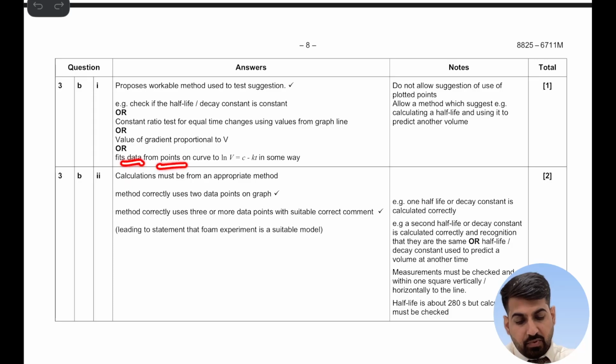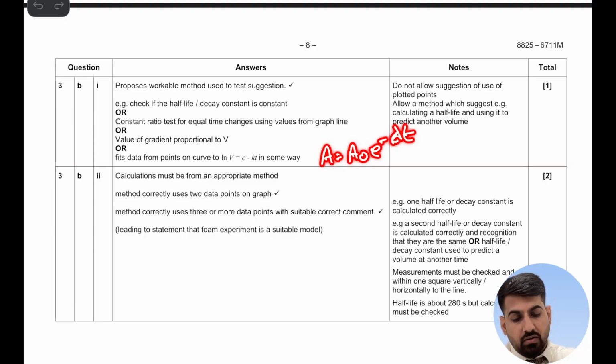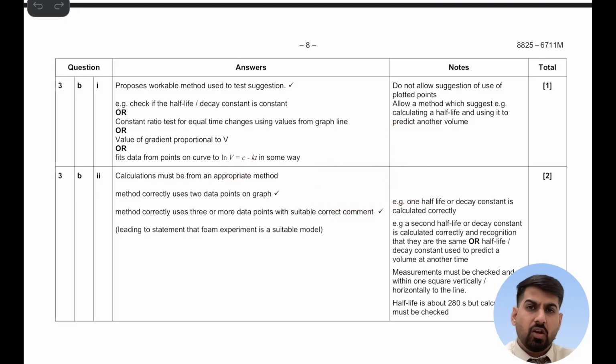The gradient should be proportional to V, and fits data from the point ln V equals C minus kt in some way, which is nothing but the radioactivity equation. If you have learned about the unit, you will learn about these equations, which are even given in your data booklet in the form of exponential decay, activity A equals A naught e raised to the power minus lambda t, or N equals N naught e raised to the power minus lambda t. If you convert into log form, you get this equation. But as of now, I think the best way is to check the half-life, which is the easiest way to solve this question.